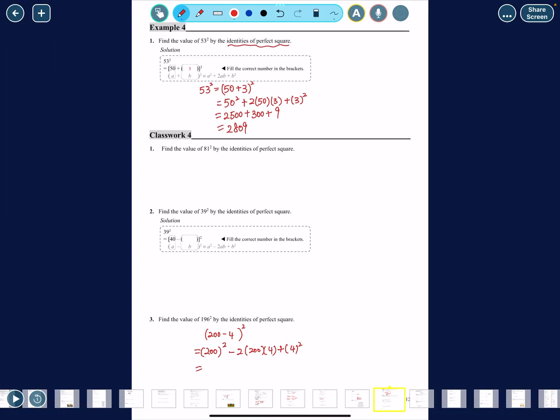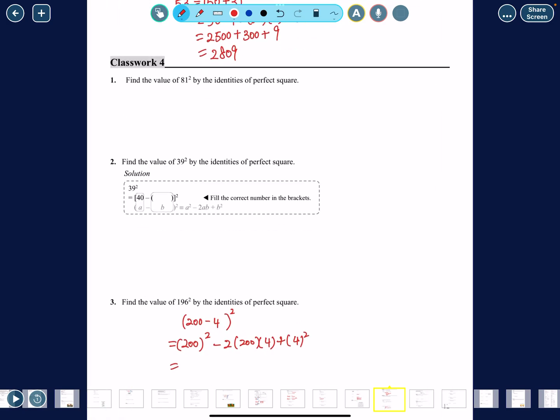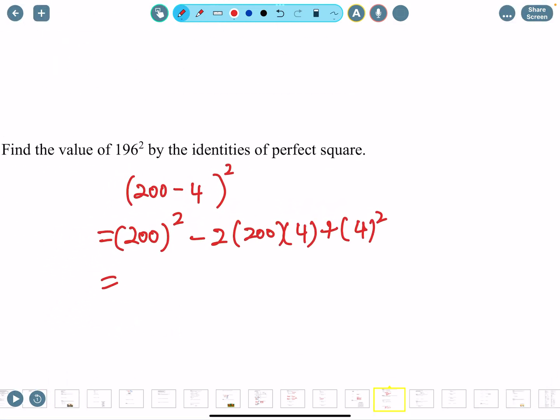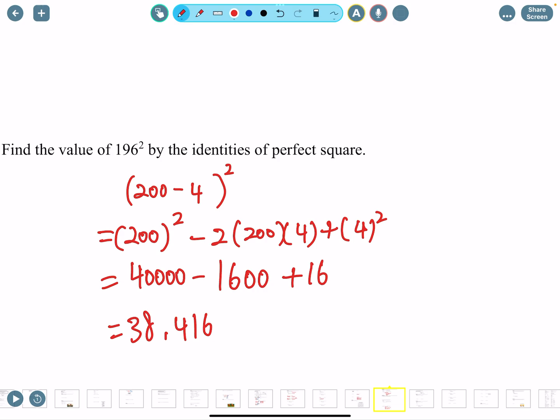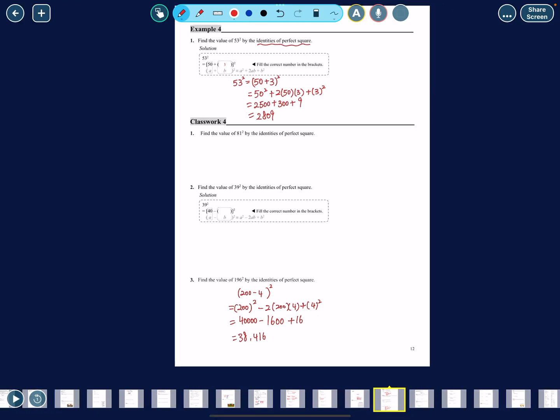So there are no letters. I know they're all numbers. I guess they just want to demonstrate you can use this identity. 200 squared should be 40,000, I think. 200 times 200, 40,000. So 40,000 minus 2 times 4 times 200, 1,600, plus 16. 40,000 plus 16 minus 1,600 is 38,416. And if you do 196 times 196 on your calculator, 196 squared basically, you should have the same answer. That's how you double check.